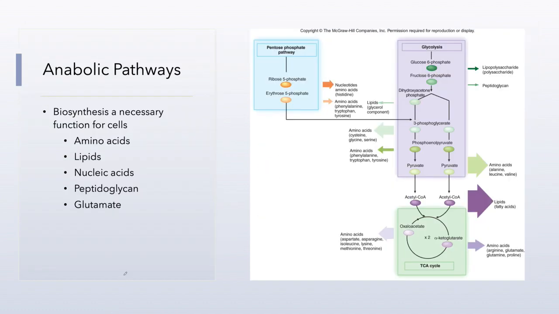Now, anabolic pathways. We've spent a lot of time talking about catabolism and the breakdown of molecules in order to derive electrons and energy from these molecules for cellular processes. But the cellular processes that this energy is driving are more often than not going to be anabolic. And so biosynthesis is necessary for a cell to function. Cells have to build proteins and enzymes, and they have to build all of the different machinery that makes it a cell.